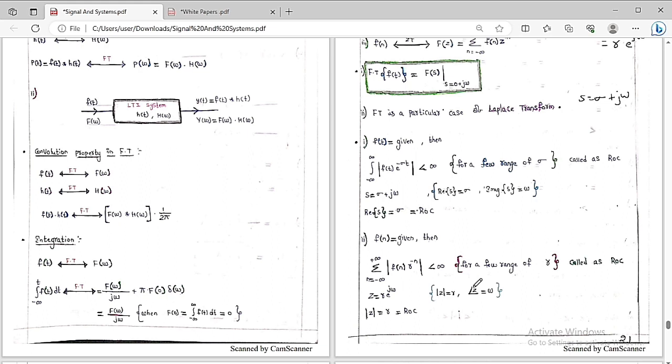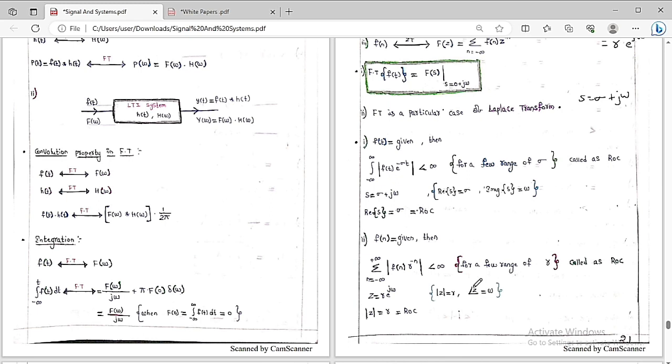Therefore we can say that suppose some discrete time signal f of n is given. If you want the z transform to exist for this signal, then we have to check f of n into r to the power of minus n. If it is absolutely summable, this is possible only for a few range of r. That is called the ROC.